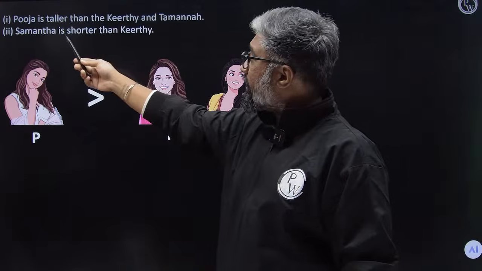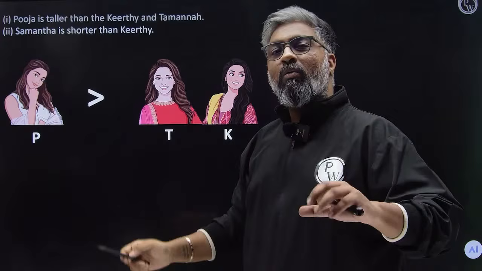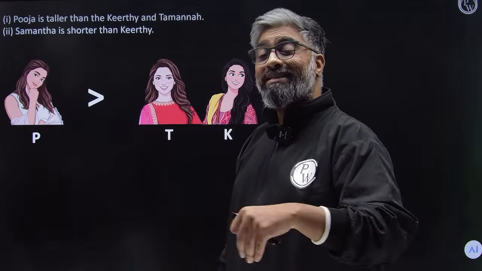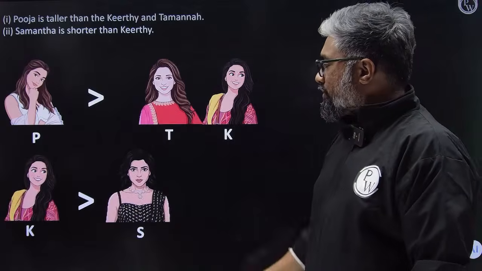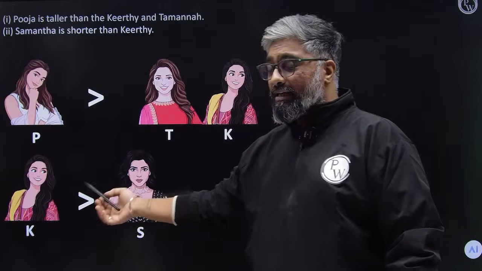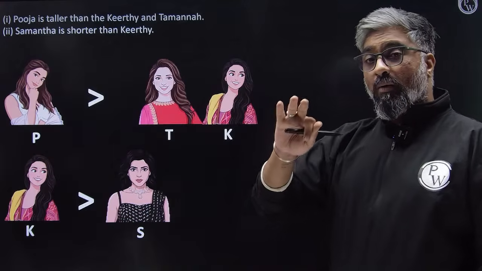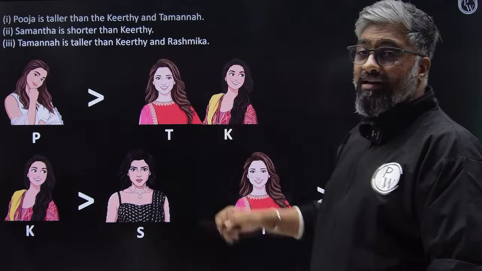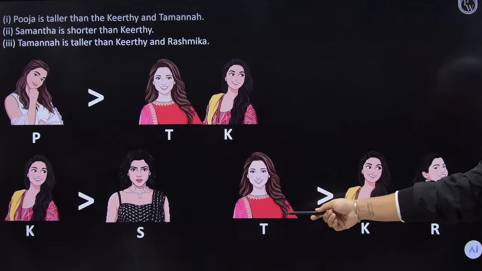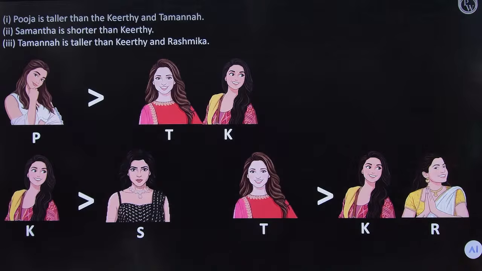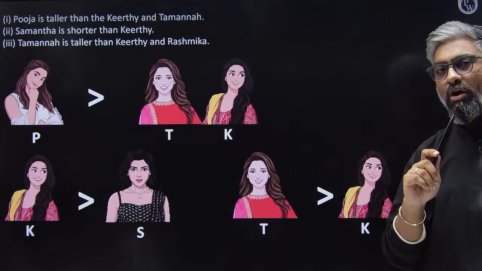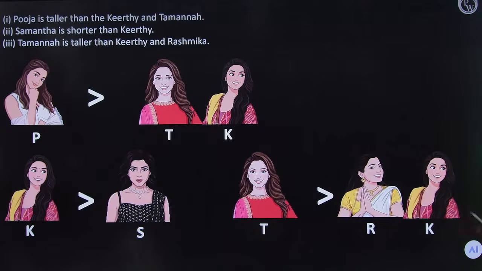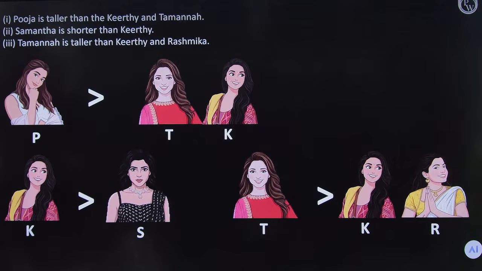Second clue says Samantha is shorter than Kirti. What does it mean? If Samantha is shorter than Kirti, then can I say Kirti is taller than Samantha? Yeah. So I have my second clue saying Kirti is taller than Samantha. Now I have the third condition that says Tamanna is taller than Kirti and Rashmika. So we have Tamanna who's taller than both Kirti and Rashmika. Again here, do we know the order of Kirti and Rashmika? No. It could be either Rashmika and Kirti or Kirti and Rashmika. We don't know that, right?